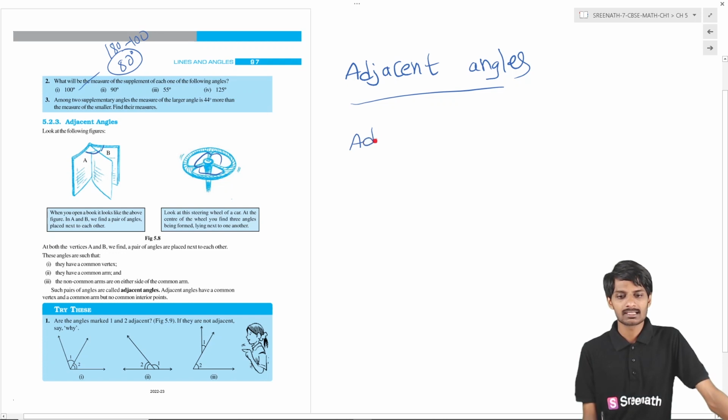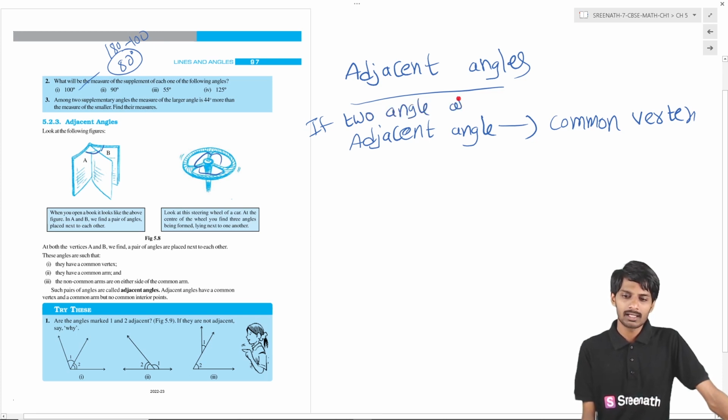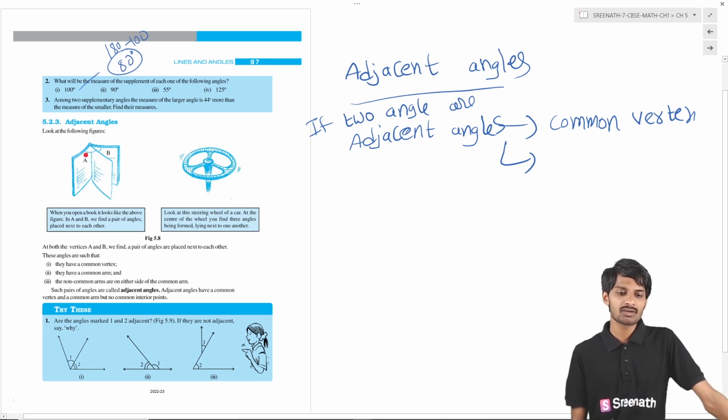For adjacent angles, there are some qualifications, students. If two angles are adjacent, they must have a common vertex. They must have the same vertex. Here, this angle A and this angle B have one common vertex, and all these are having only one vertex. So the two angles must have the same vertex.